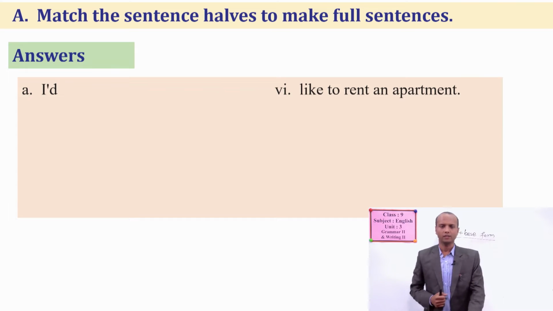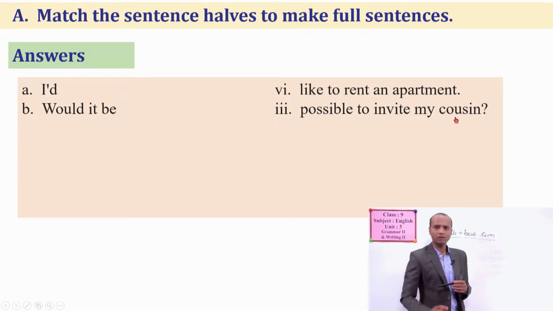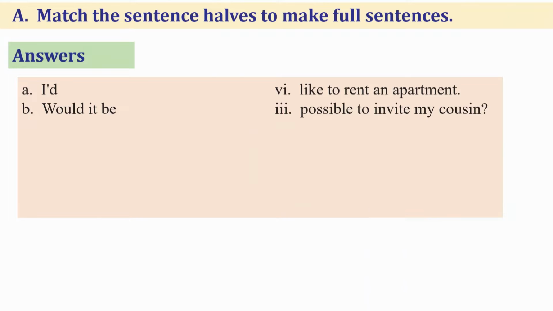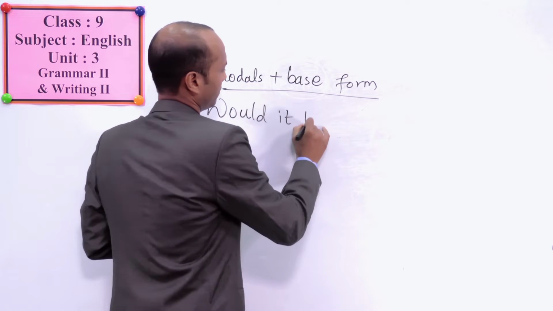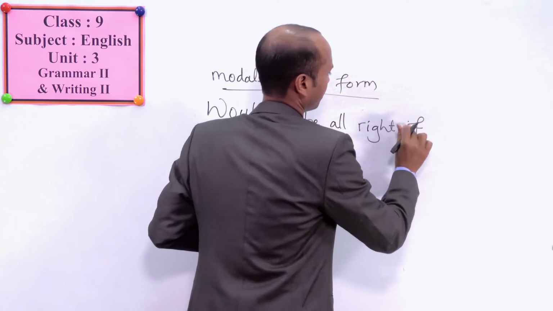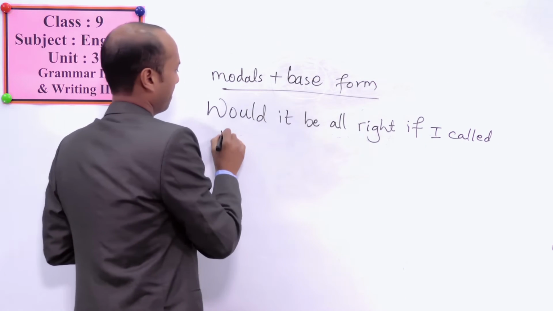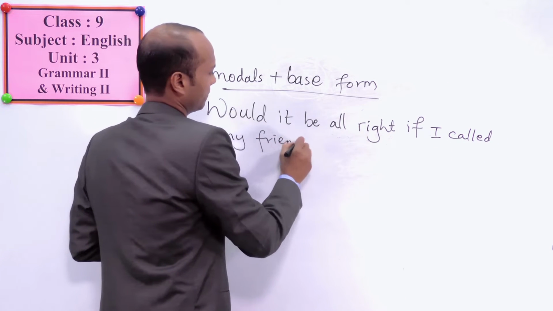Let's see, what have you matched number B with? Please compare your answer with this one. Would it be possible to invite my cousin? Generally, would it be goes with possible, or would it be all right? For example, would it be all right if I called my friends?